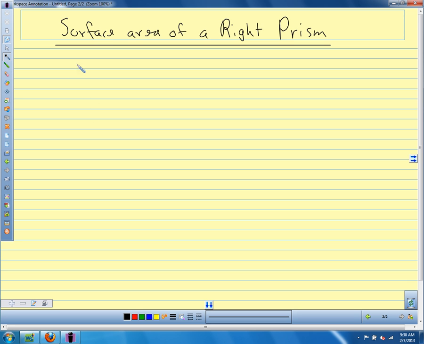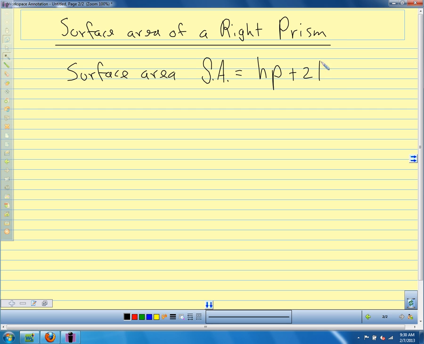We're going to say the surface area, and you'll see it written as a capital S. We're going to use SA to mean surface area. Our surface area is HP plus 2B. And then we're going to talk about what all of these mean.